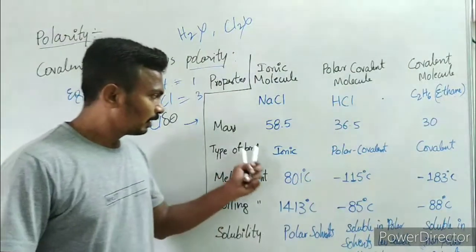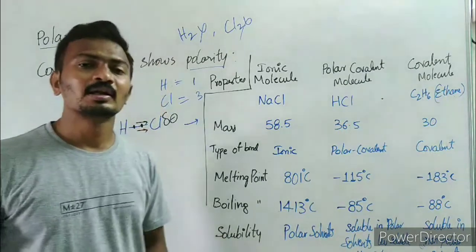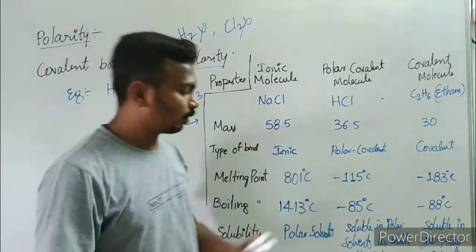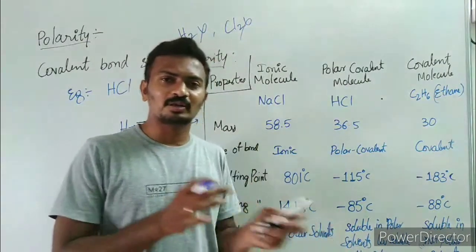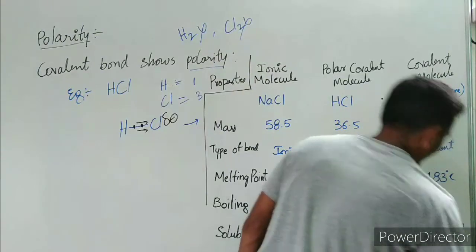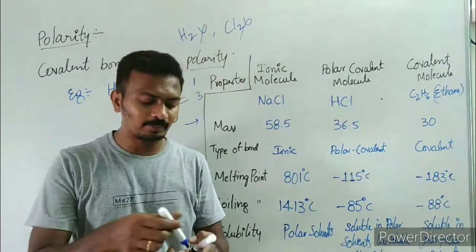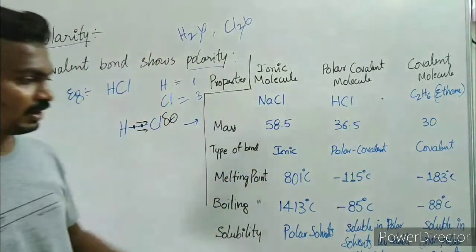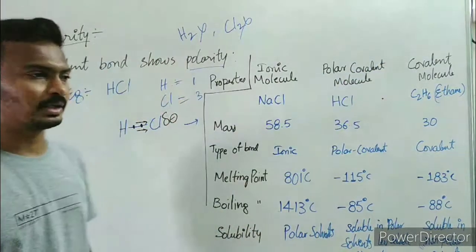Coming to the reactivity, these ionic molecules are more reactive, vigorous in reactivity, and the reactions which occur in the case of ionic molecules are instantaneous, very fast. The polar covalent molecules are moderate in reactivity, that means they are neither fast nor slow. Whereas covalent molecules react slowly, and these reactions need to be boosted by giving some catalyst or by providing some external source of energy. So in this way there is a lot of difference in the properties between the ionic, polar covalent and covalent molecules.